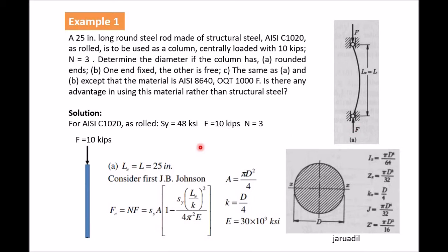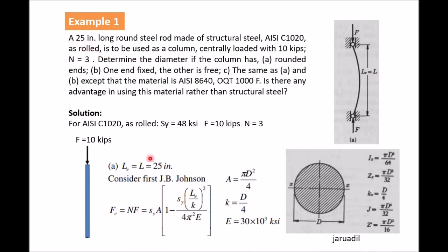So first, we have to do trial and error here. So consider first the J.B. Johnson formula. If we do not get it from J.B. Johnson, we will use the Euler equation. What we are looking for is to satisfy the condition using this equation. If it is satisfied, then the formula we used is correct. So L_E is equal to L, equal to 25 inches.